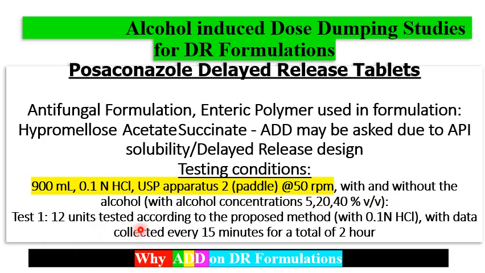12 units are required to be tested in the proposed method with 0.1 normal HCl, and data is to be collected every 15 minutes for a total of 2 hours. This is required to support the delayed release design, or maybe due to the solubility of the API and the polymer.